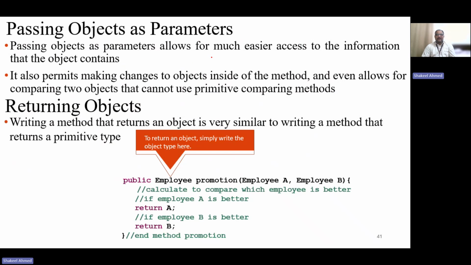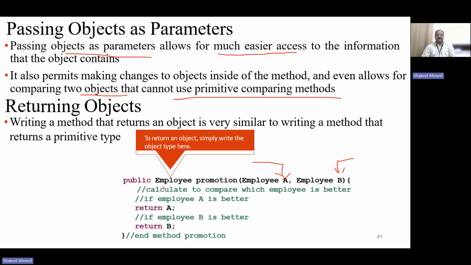Passing objects as parameters allows for much easier access to the information. So that's how it will be much easier to pass on the parameters. It also permits making changes to objects inside the method, and even allows for comparing two objects that cannot use a primitive comparative method. So you can use it for only one place and you can get the return type it is having. So here, when you are saying for only one employee, that's fine. But here what we are doing is using different employees, employee A and employee B. You want to see who is having more number of years.